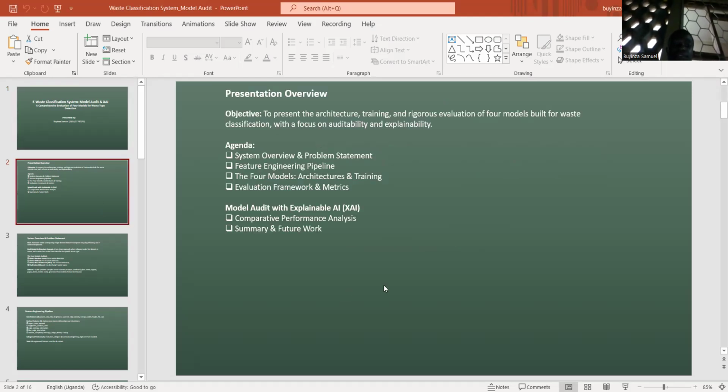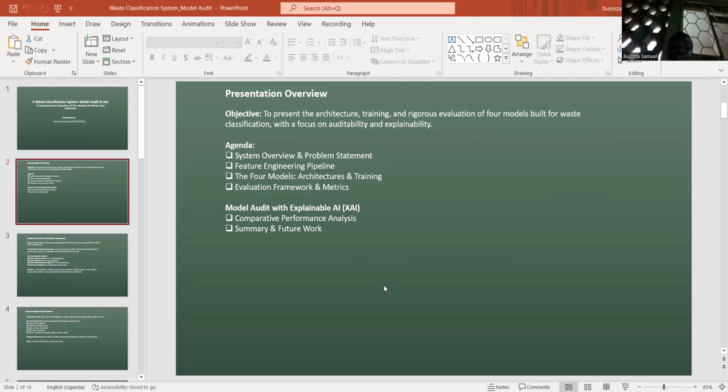Yes, so when you look at the presentation overview, we have the objective, that is to present the architecture, training, and rigorous evaluation of the four models, that is the ones that I have built for the EWS classification, with a focus on auditability and explainability.